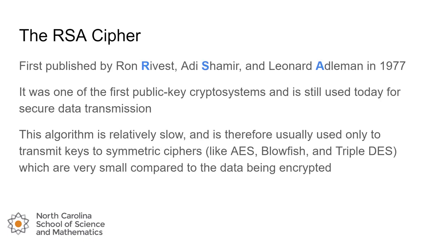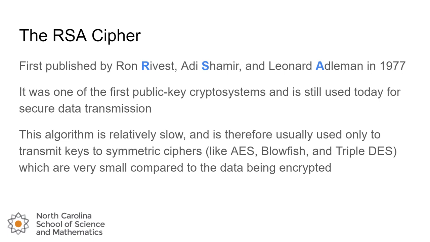So let's just talk a little bit about the history of the RSA cipher. It was first published by Ron Rivest, Adi Shamir, and Leonard Adleman in 1977. And it was one of the first public key crypto systems, which is probably why it's still used today. First in the door, it really sticks around for a while. So while some other ones have come up, this is certainly the most prevalent.